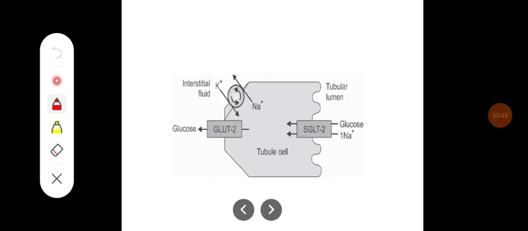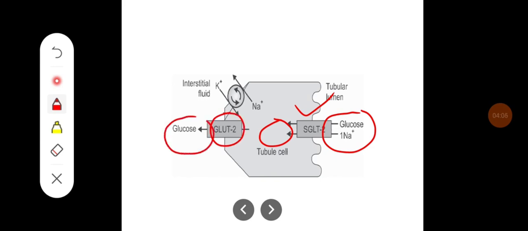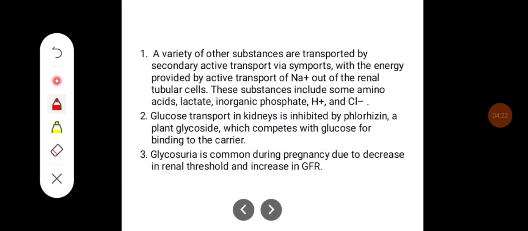So here you can see the sodium and glucose attach to the SGLT2, then they are reabsorbed from there through the GLUT transport. They reach the peritubular capillary and glucose is absorbed. This is called secondary active transport, because the gradient for sodium is produced by the primary active transport, that is the sodium potassium pump.